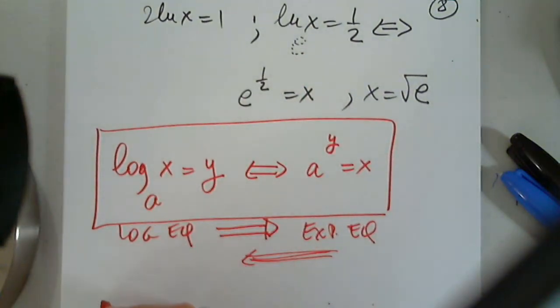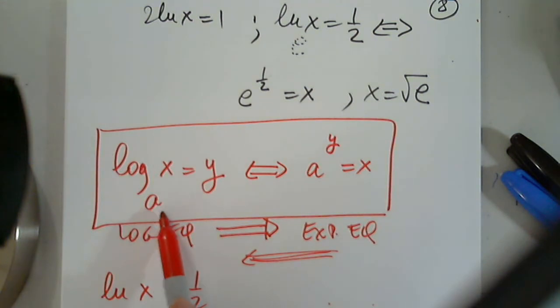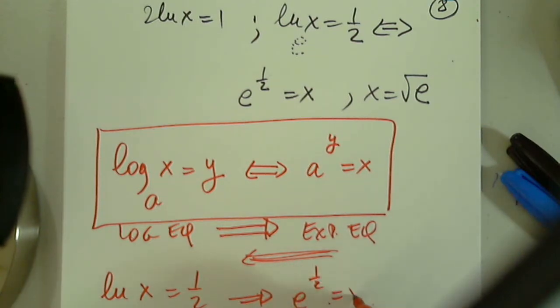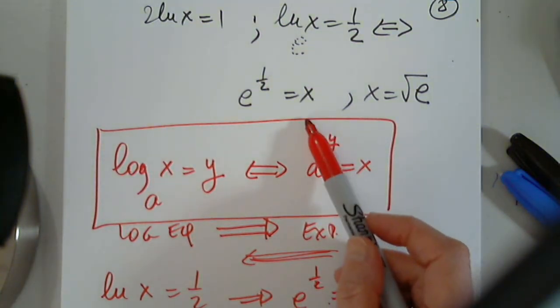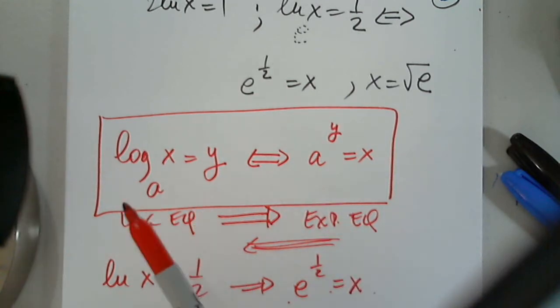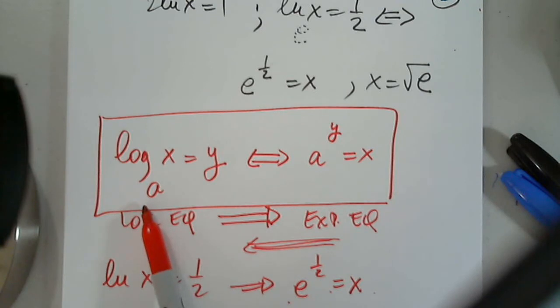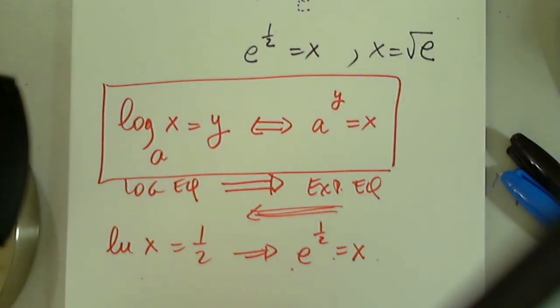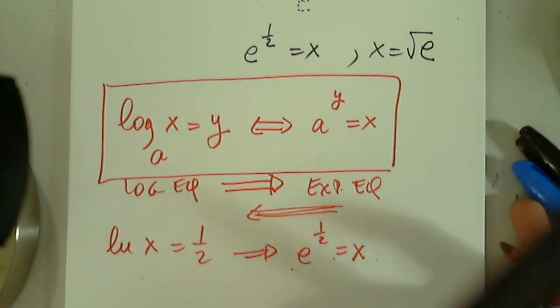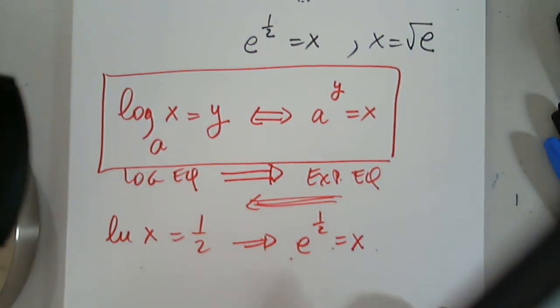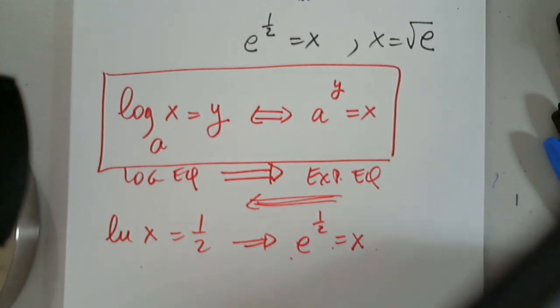So here I had natural log x equals 1/2, so e raised to 1/2 equals x. Based on this property, any log equation can be converted into exponential, any exponential into log. Okay, yeah, I get it. Thank you.